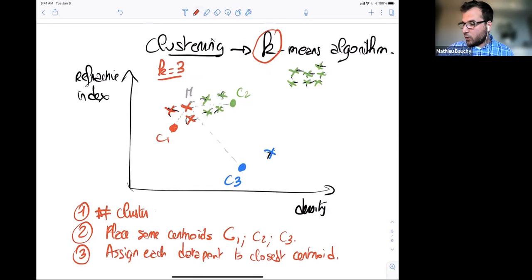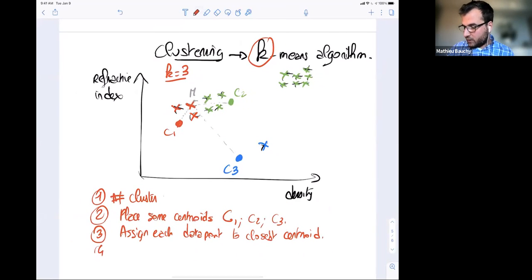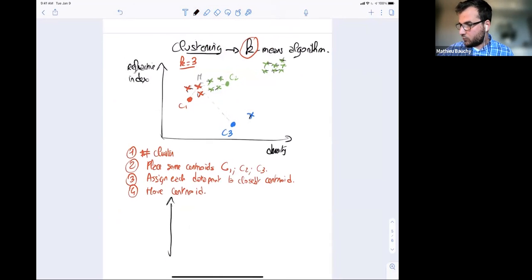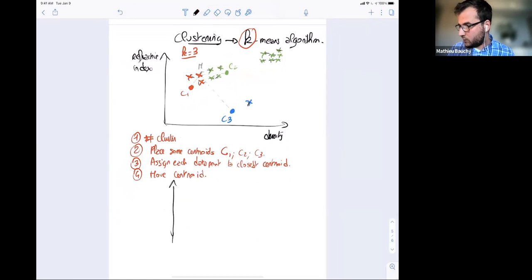Next, you are going to move the centroid. That's step number 4, you move the centroid. So how do we move the centroid? Now we have some preliminary groups of data. We have the group of data points that are red, the group of data points that are green, and the group of data points that are blue. So let me redraw this again. So you have your data points here.